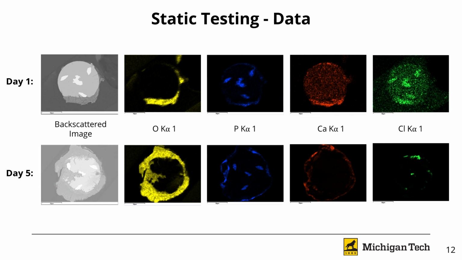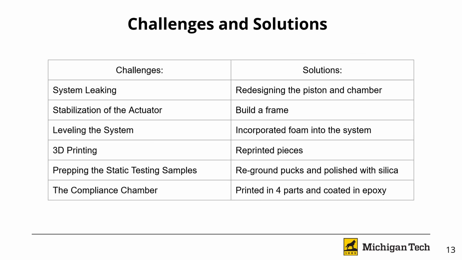This shows the results of day 1 and day 5 wires after being imaged in the SEM. There's a strong corrosion pattern observed after 5 days, and the backscattered image, as well as the elemental mapping, corroborates this. The system leaking was our biggest challenge. We worked to solve this by redesigning the piston and chamber to reduce leaking to a minimum.